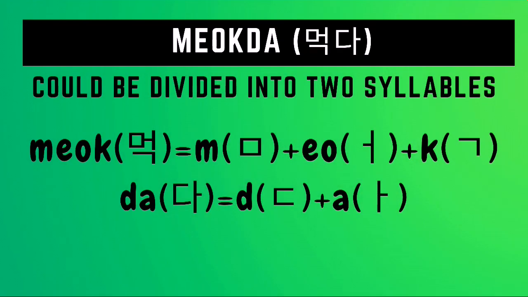The word meokda could be divided into two syllables. Meok is formed from the combination of the sounds of mium, o, and giok, while da is formed from the combination of the sounds of dikat and a. Meokda.